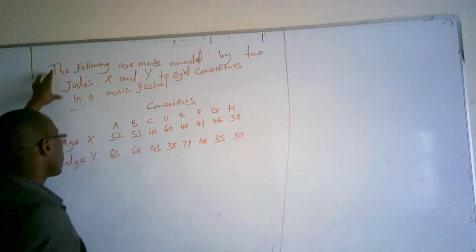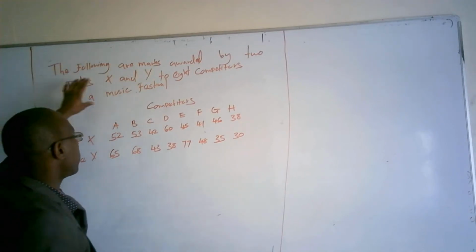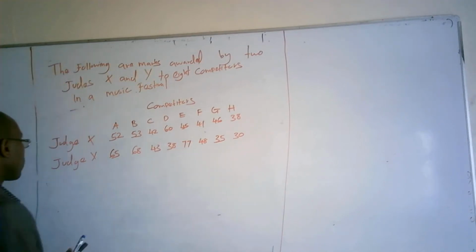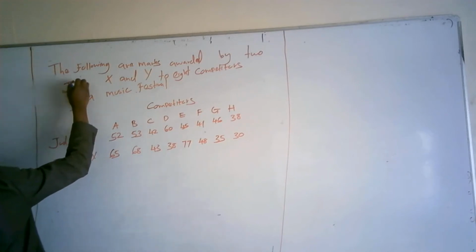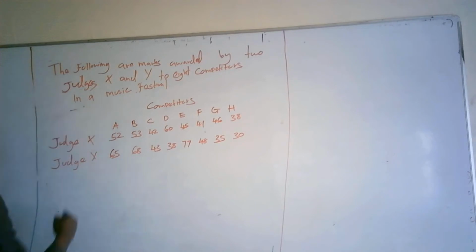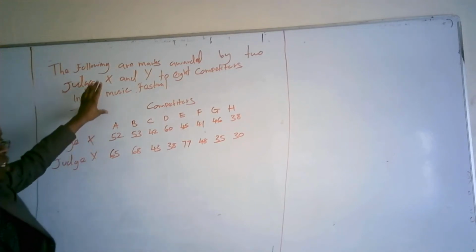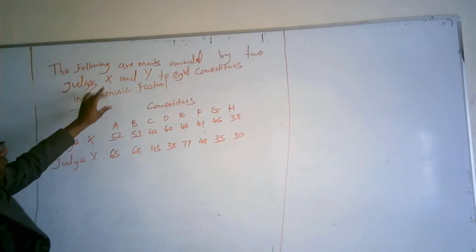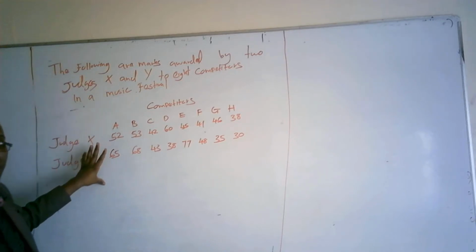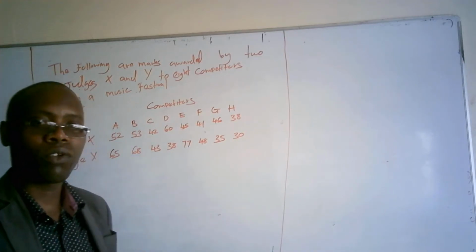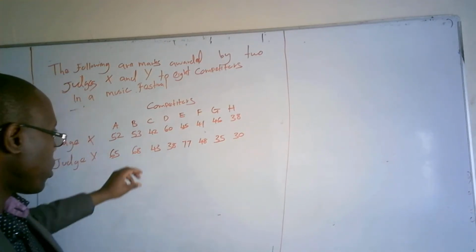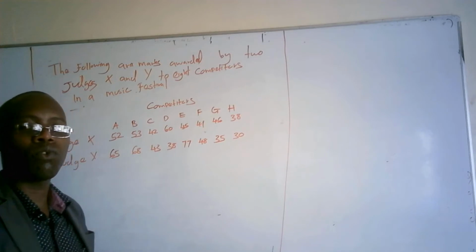They are saying that the following are the marks awarded by two judges, X and Y, to 8 competitors in a music festival. It was just marks that were awarded, but they have not told us that they ranked those contestants.